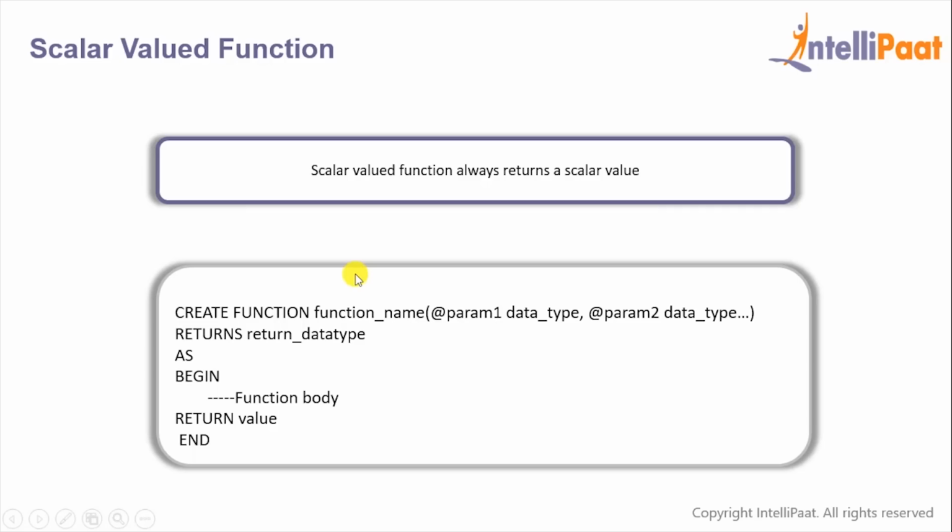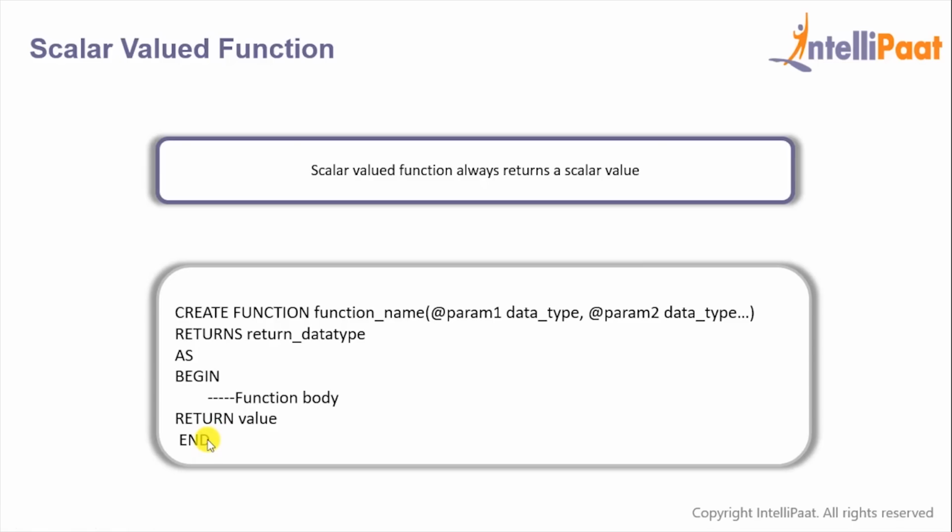And this is the syntax for a scalar valued function. So we'll type create function and then we'll give the function name. And inside the parenthesis, we'll specify the names of the parameters and their data types. And since the function is going to return a value, we'll type the returns keyword and specify the type of data which will be returned. After that, we'll type as begin and then give the function body and then return the final scalar value. Finally, we'll use the end keyword to end the function.